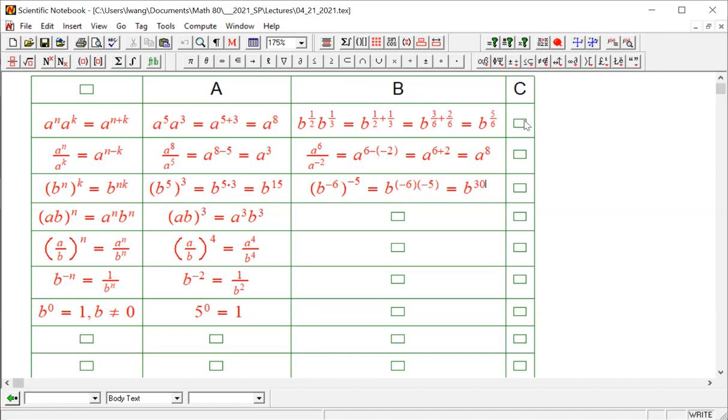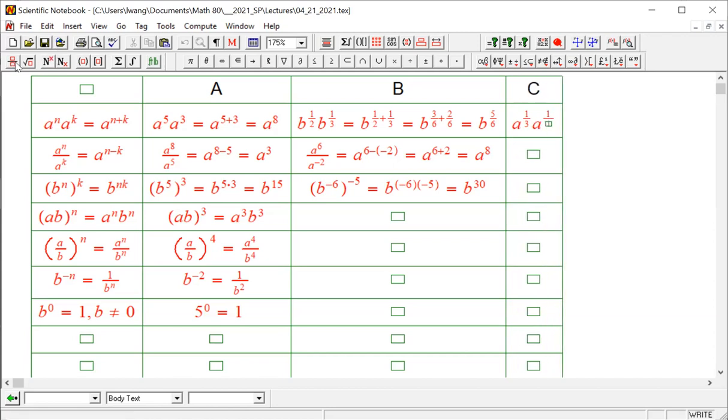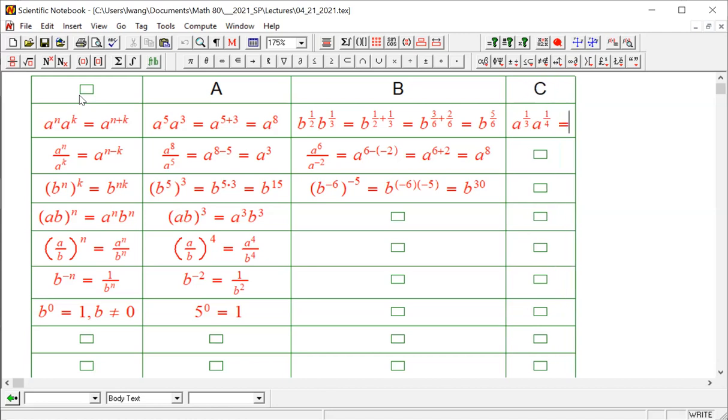So let's take a break. For column B, I want you guys to do column C on row 2, row 3, and row 4. Just apply these 3 rules. You ready? Okay, so here we have a raised to the power of a third multiplied by a raised to the power of a quarter. Please work on that.